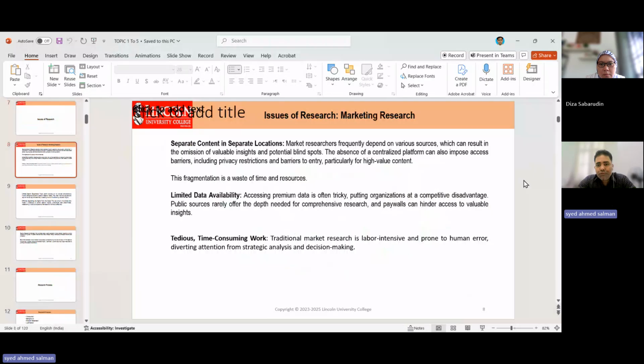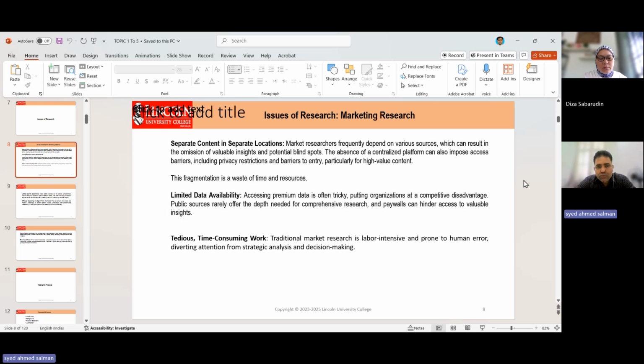Issues of research, marketing research. Separate content in separate locations. Market researchers frequently depend on various sources, which can result in the omission of valuable insights and potential blind spots. The absence of a centralized platform can also impose access barriers, including privacy restrictions and barriers to entry, particularly for high value content. Now if you see this slide, you will be able to know what are the marketing issues.